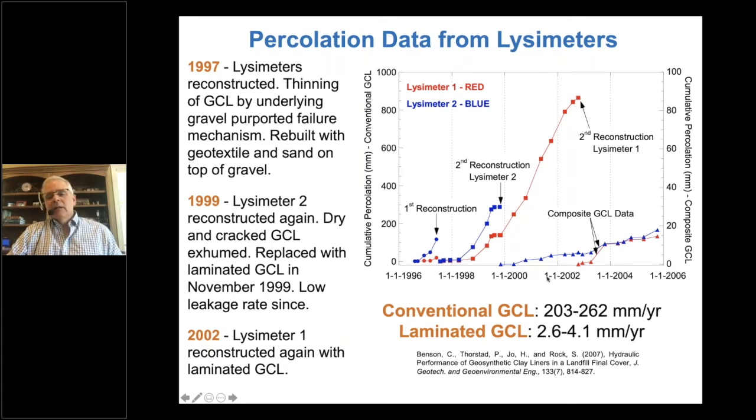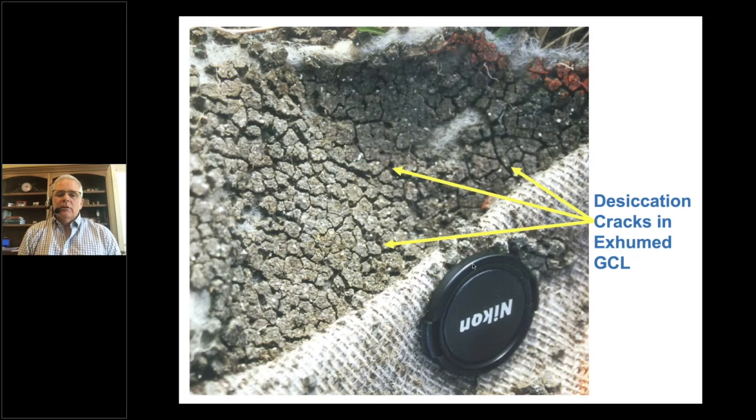They went back in 2000 and rebuilt part of it with a so-called composite GCL, or a laminated GCL, that had a geomembrane directly laminated on top of the GCL, and that worked really well. In fact, the percolation rates from this laminated product, eventually done in one area, then done in the other, were on the order of a few millimeters a year. Really, really effective. But why did the conventional GCL not work? Well, we had the opportunity to go back and dig it out. I spent a lot of my career digging stuff up that other people have built, and I find it interesting trying to understand why things function the way they do.